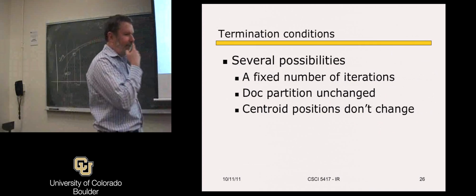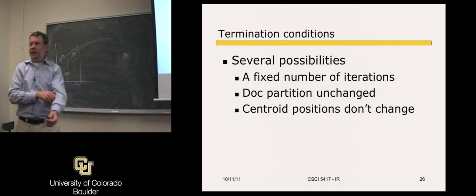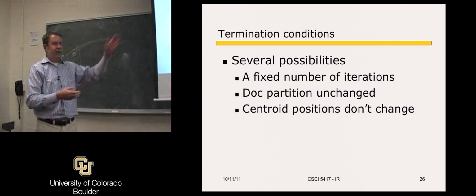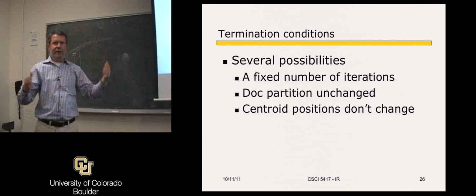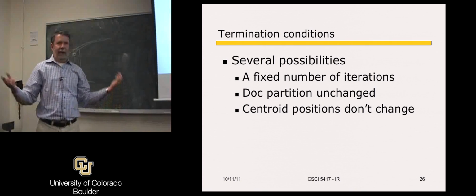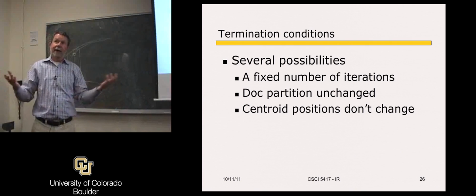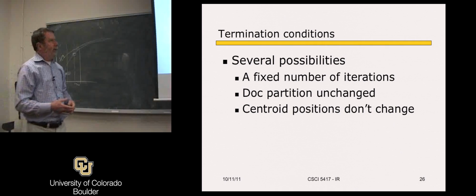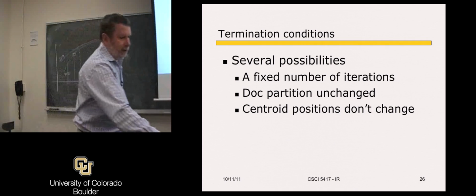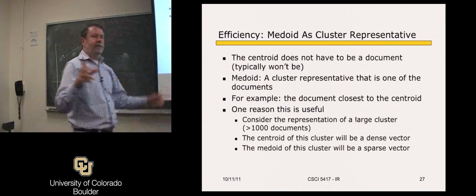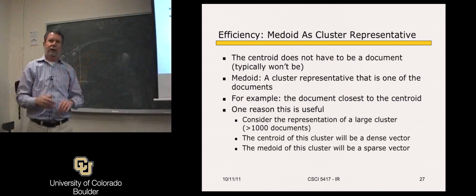All right. So termination, you can do this for a fixed number of iterations. This is one of my favorite ones. It's like, not only does it not even look at the convergence criteria, really, it just says, do this 4 times and stop, right? And that might actually work. You can look at the partitioning changing, and you can look at the centroids not changing. Not changing means not changing very much.